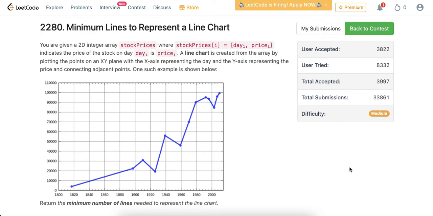Hello, so this is the second medium problem for this weekly contest. For this weekly contest, I would not make a video for the easy one because the problem was too easy.